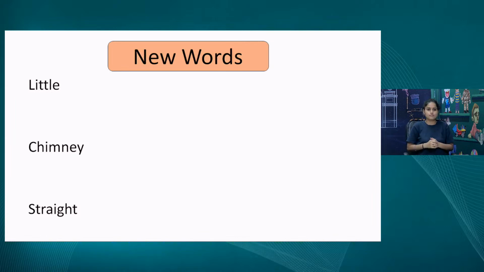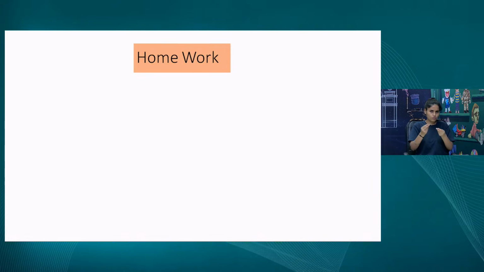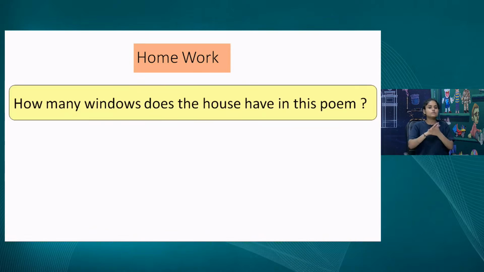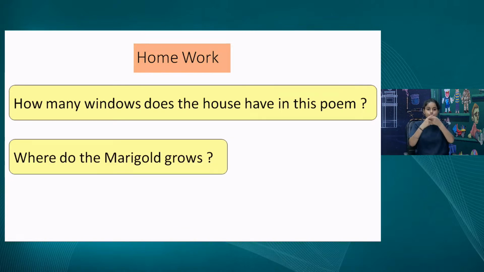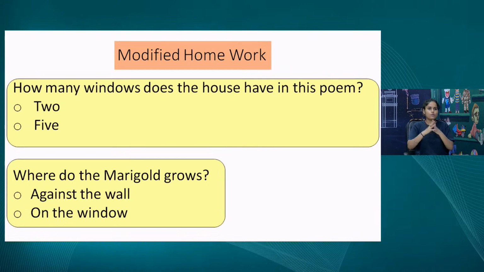Shall we move toward the homework? Yes. The homework is: students, how many windows does the house have in this poem? The next question is, where do the marigolds grow? Marigold is a flower, so you need to mention where the marigolds grow. Now let's move to the modified version of this homework.